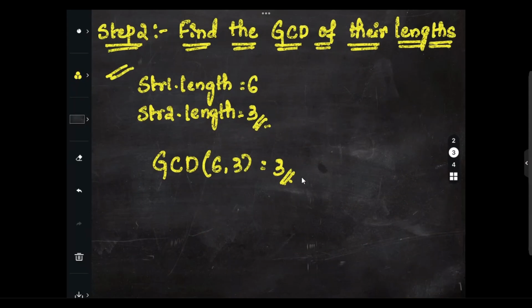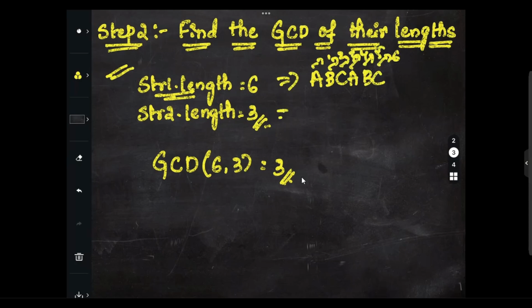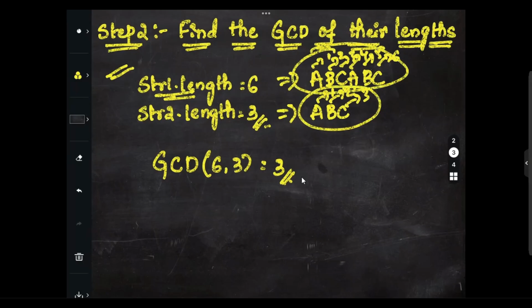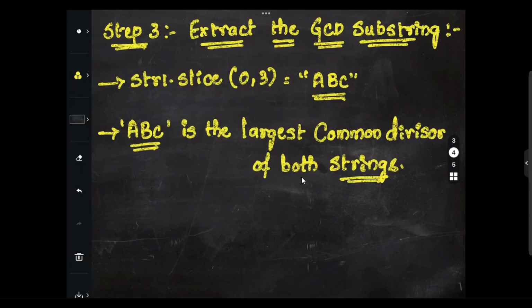Let's hop into step 2. Here we have to find the GCD of their lengths. str1.length is 6, since we have ABCABC: 1, 2, 3, 4, 5 and 6. str2.length is 3, since we have just ABC: 1, 2, 3. So the greatest common divisor of 6 and 3 is 3. We know this one, so in this case we got 3.